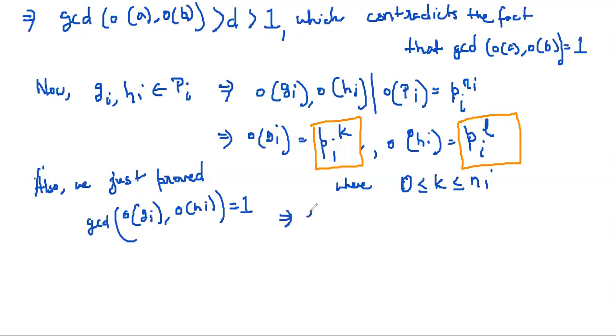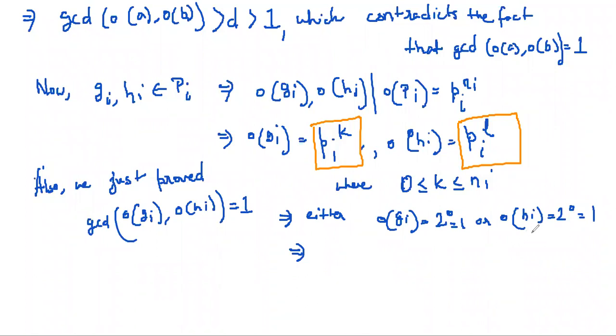So this will imply that either the order of Gi is 2 power 0, or the order of Hi is 2 power 0, which is 1. So which element's order is 1? There is only one element in a group whose order is 1, right? So this will imply that Gi is E or Hi is E. See, we are almost done. By the way, remember that when I say E, I mean the E in the Pi's, not in G. So either Gi is E or Hi is E. Do you see, the proof is done?